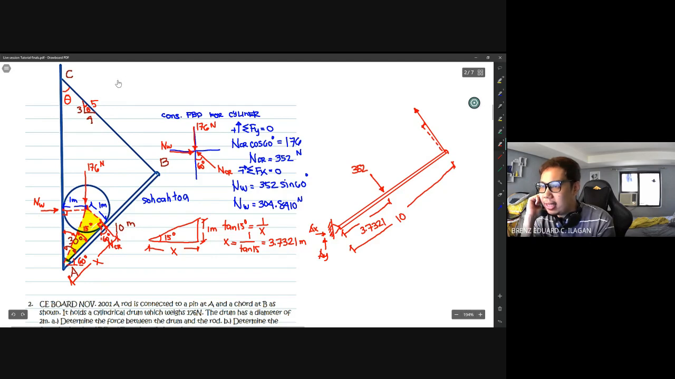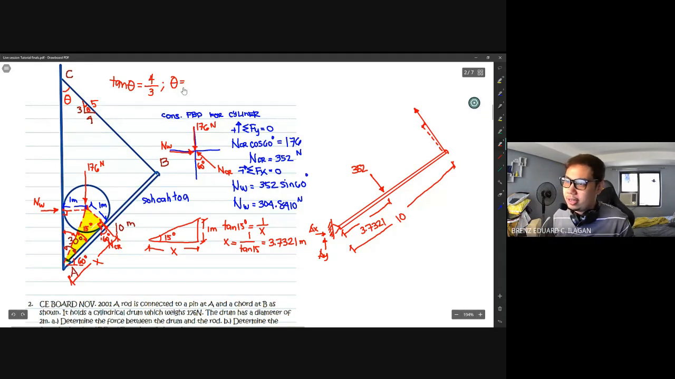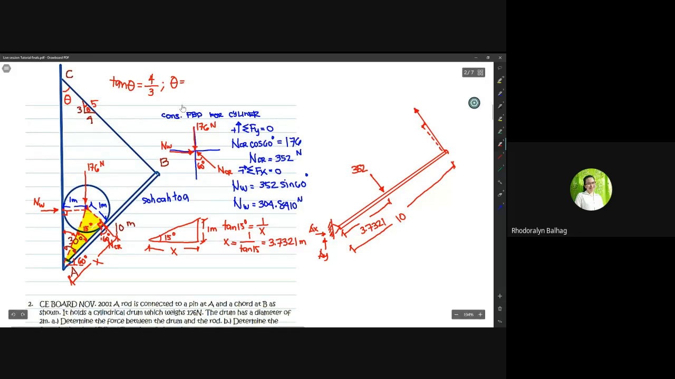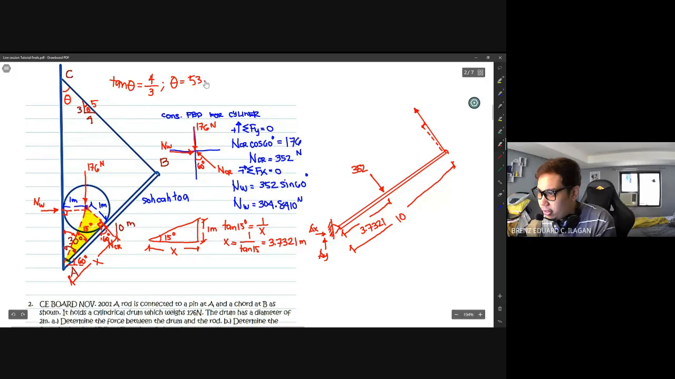Gamitan na lang ulit natin ng tangent. Tangent theta is equal, alin yung magiging opposite niya? Magiging 4/3. So, what is the value of your theta? That is arctangent lang na. 53.1301. Okay? So, guys, iplapat ko lang tong triangle na to.